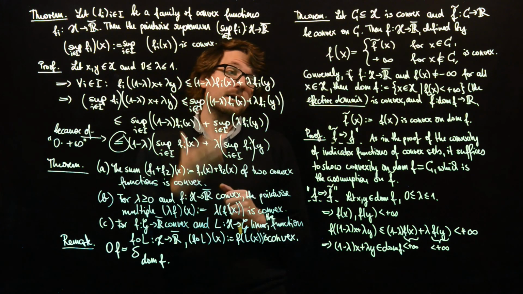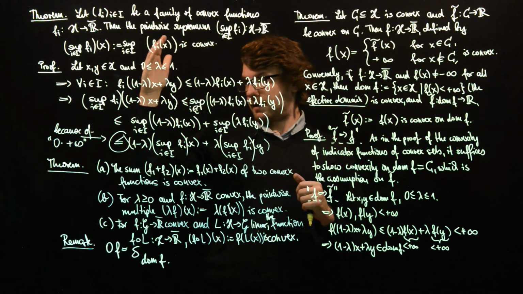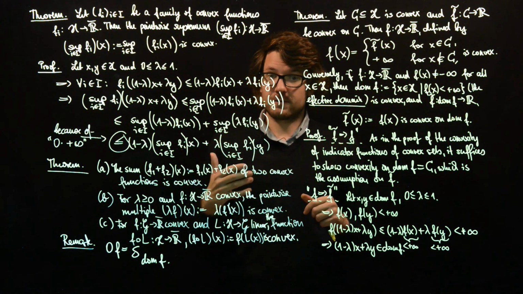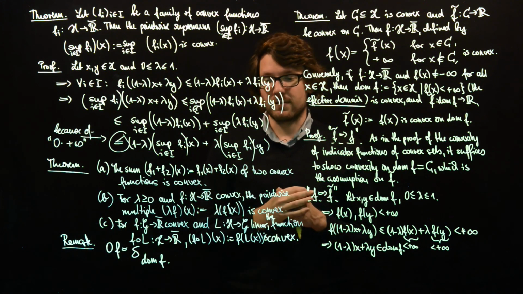So we have seen basically 5 different operations to get new convex functions from other convex functions.